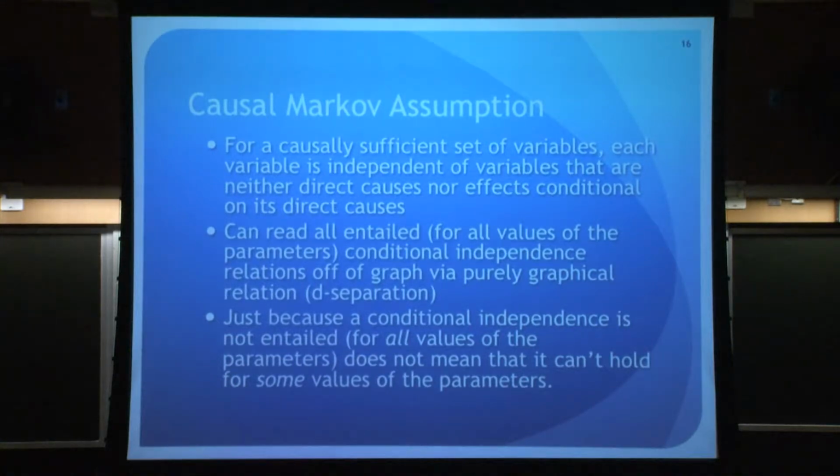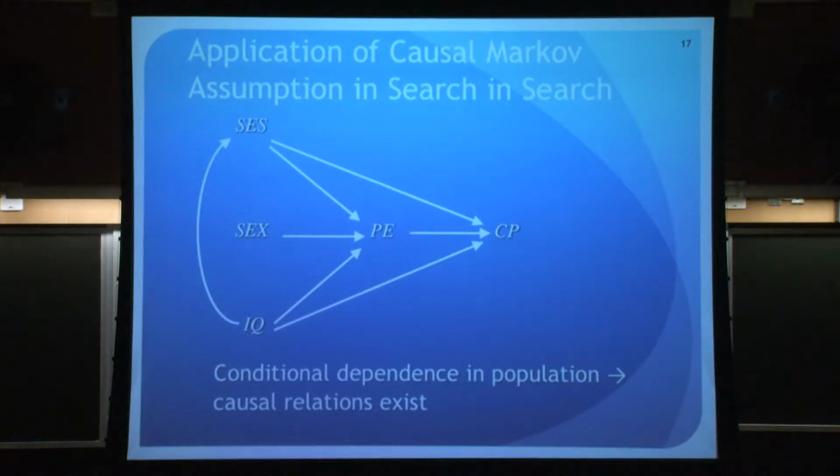So if I have that causal Markov assumption, it turns out that there are a bunch of other conditional independence relations that are entailed by satisfying that causal Markov assumption. And they're entailed for all values of the parameters. It doesn't matter how you parameterize this graph, you'll get this set of conditional independence relations out. It's important to note, however, that just because a conditional independence is not entailed for all values of the parameters doesn't mean that it doesn't hold for some values of the parameters. I can often choose exactly the right parameter values in such a way that I get out some conditional independence which is not entailed. So how do I use the causal Markov assumption in search?